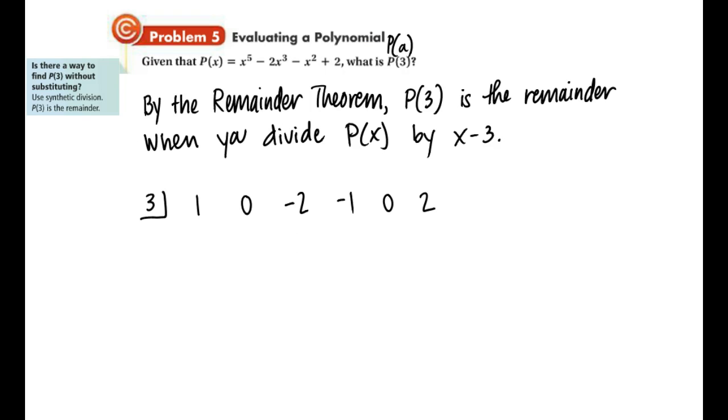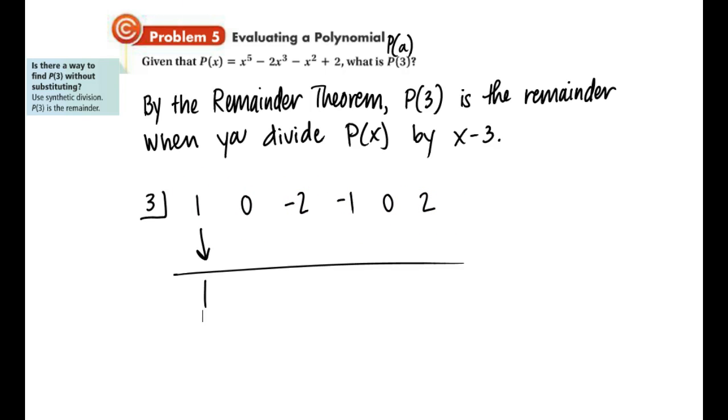In example 5, we're given the polynomial p of x equals x to the 5th minus 2x to the 3rd minus x squared plus 2, and we need to figure out what the value of p of 3 is. Without substituting, we can actually use synthetic division to find p of 3, which is the remainder. By the remainder theorem, p of 3 is the remainder when we divide p of x by x minus 3. The synthetic divisor is positive 3, so we write that in the top left-hand corner, and then remember you write all of the coefficients. Hopefully you noticed when I was reading the polynomial out loud that x to the 4th and x were both skipped. So in those places we put a 0 for the coefficient. So we have 1, 0, negative 2, negative 1, 0, and 2.